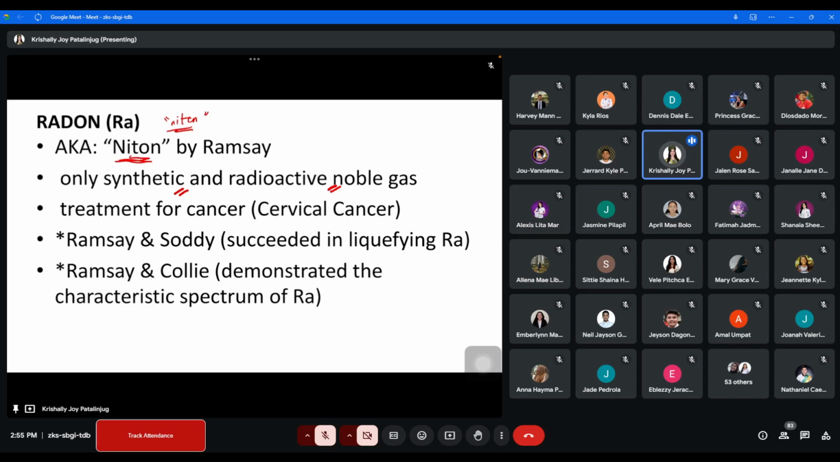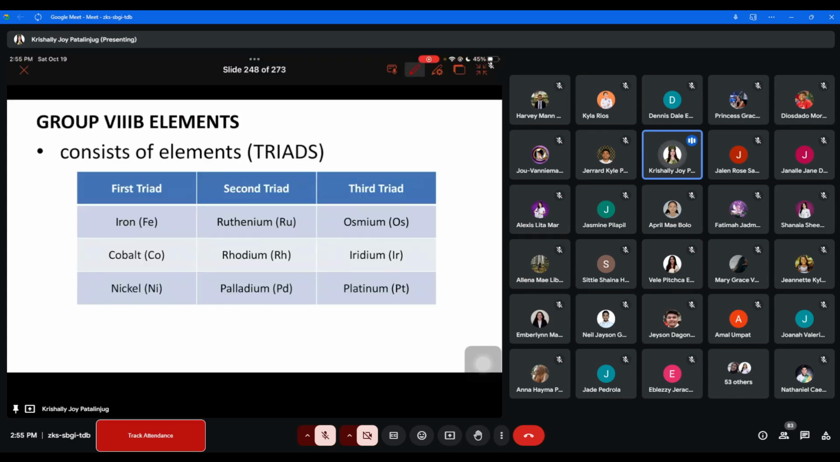Under group 8B elements, they are arranged in a form of triads. Natay first, second, third triad. So under first triad are the following elements. Feconi. Naikanta sa una, no? Yung feconi. Ay, basta, it sounds like feconi.